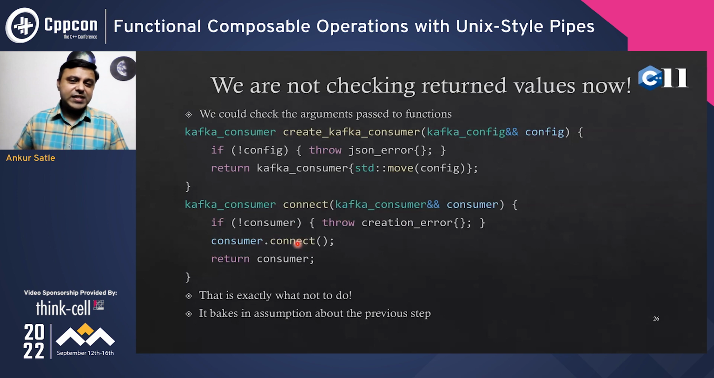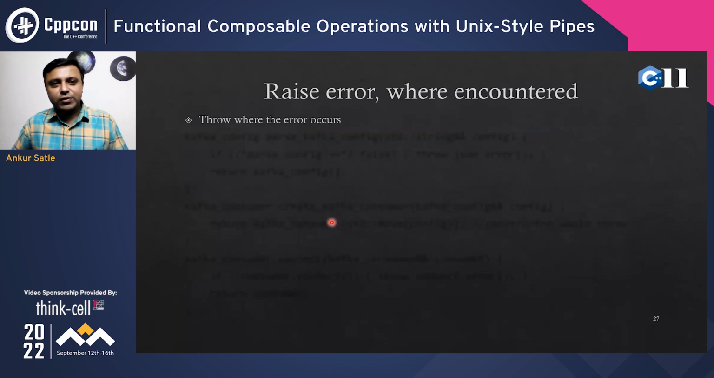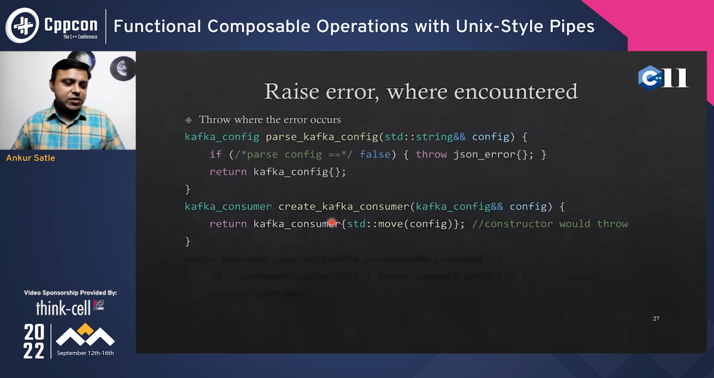But this is exactly what not to do. Here you have baked in the JSON error in the create Kafka consumer. There is an assumption in the implementation here that the previous step was a file parsing step. And here the assumption is the creation was a predecessor of the connect function. This is not what we want, of course. It's not far from imagination that you should raise the error exactly where you found it. If you're able to deal with it, then do it, or else you should raise the error there, not let it pass silently.